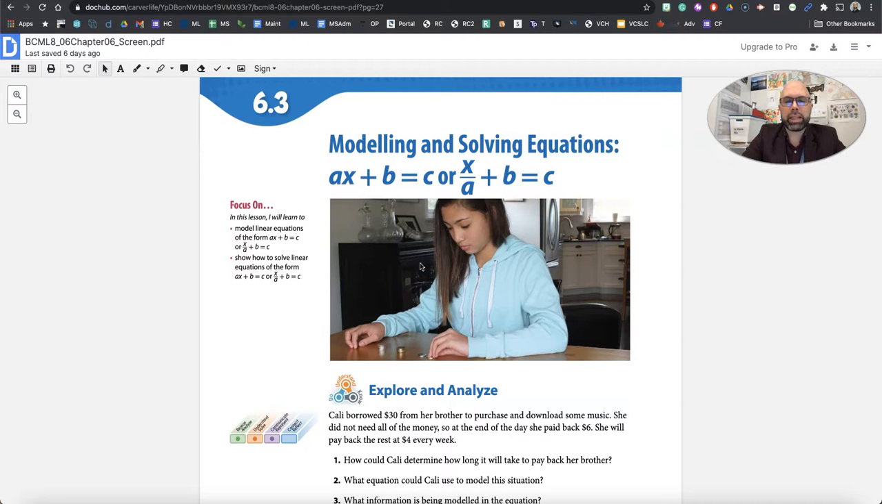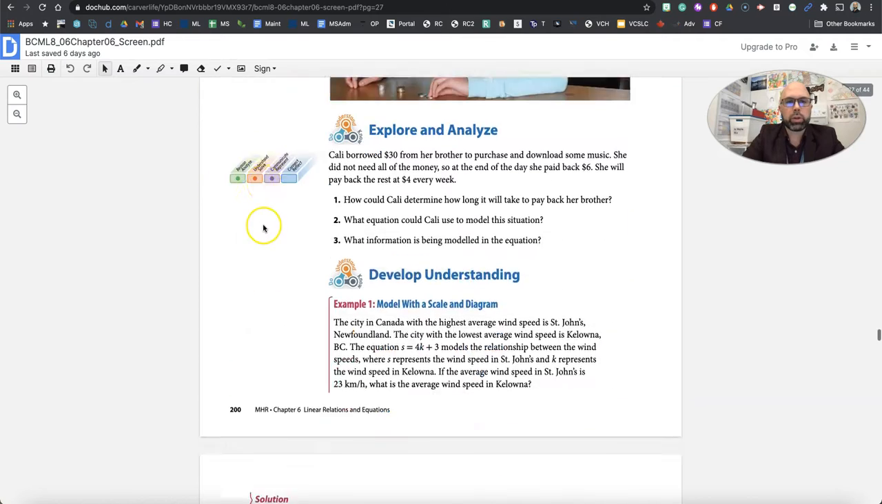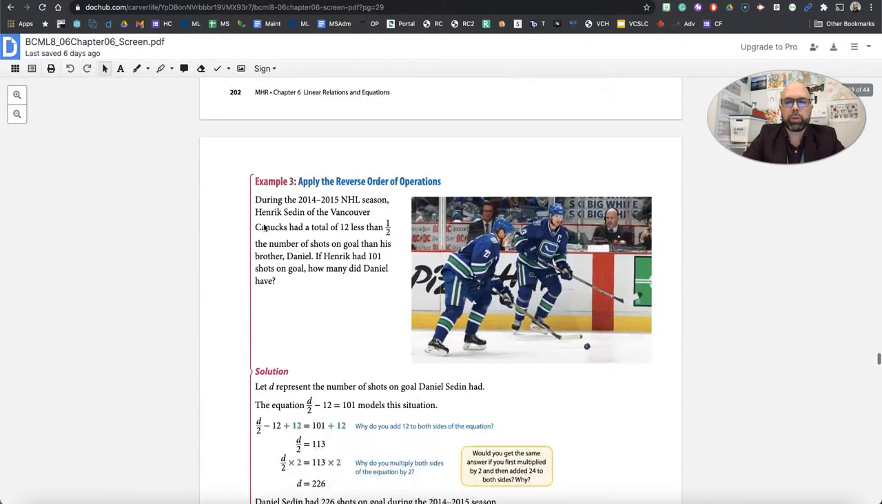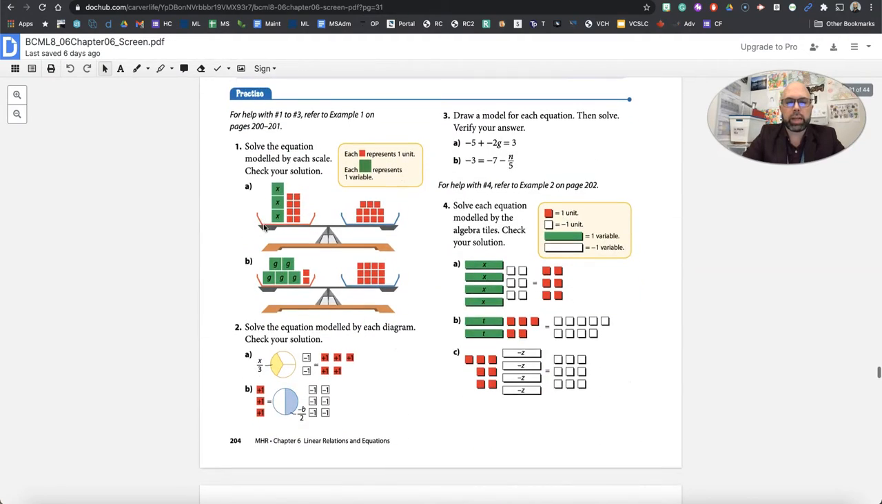Hello, it's Mr. Cavey, and today I want to model a few of the problems here in 6.3, modeling and solving equations in these two different formats, ax plus b equals c, or x over a plus b equals c. So we're going to skip down to some of the first problems that I've assigned, and let's start with this one. Number 1, solve the equation modeled by each scale, and then check your solution.